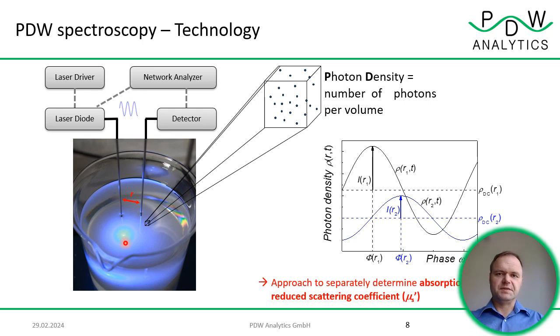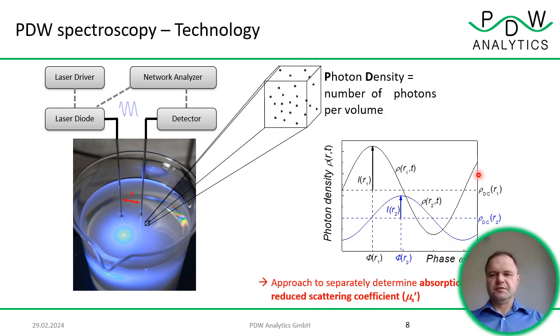And this photon density wave can be probed with a further fiber, a detection fiber. So light is coupled out from the suspension and guided back to a detector. Now the central analytical instrument is the network analyzer, and this network analyzer will look into the changes to the wave due to the interaction with the suspension. Photon density can be understood as a number of photons per volume, and then photon density wave is a modulation of the number of photons per volume.